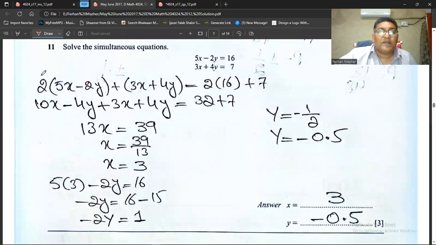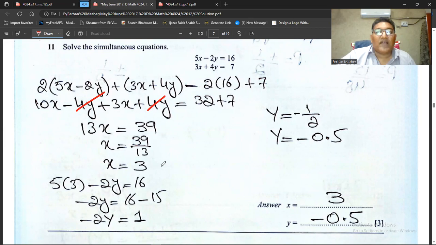Okay, so multiply the first equation with 2 and add it to the second equation. So 2 bracket 5x minus 2y bracket close plus 3x plus 4y equals 2 bracket 16 bracket close plus 7. So here you will have 10x minus 4y plus 3x plus 4y equals 32 plus 7. And this minus 4y plus 4y, they will be cancelled with each other. So you will have 13x equals 39. So x will be equal to 39 divided by 13. So x will be equal to 3.